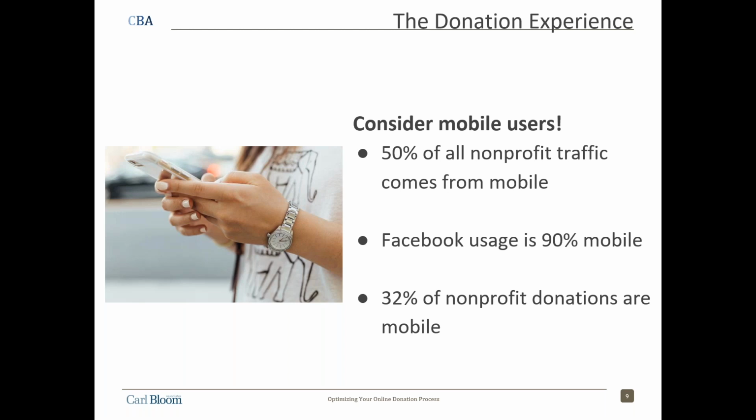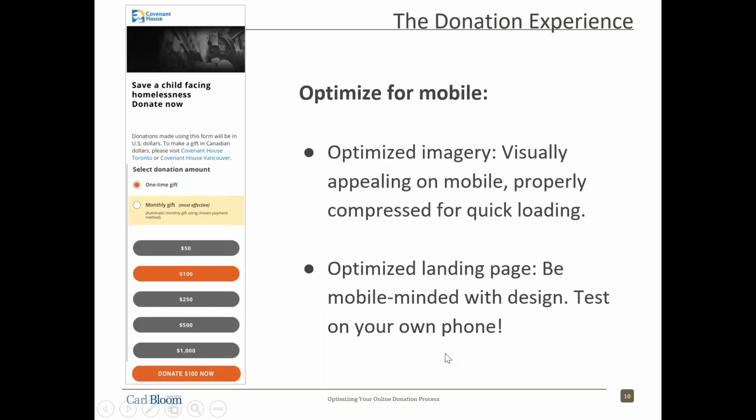So if you were running Facebook ads and you had someone click out to your donation page, they're going to be on a cell phone when they're looking at your donation page and going through the process. And remember that 32% of nonprofit donations are made on a cell phone, so you want to test your donation form and process using that mobile device. Use your own cell phone to test your processes.